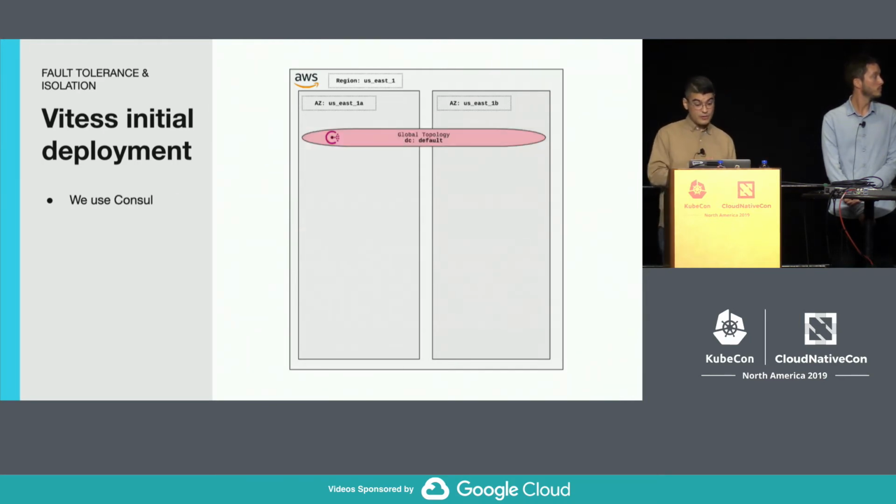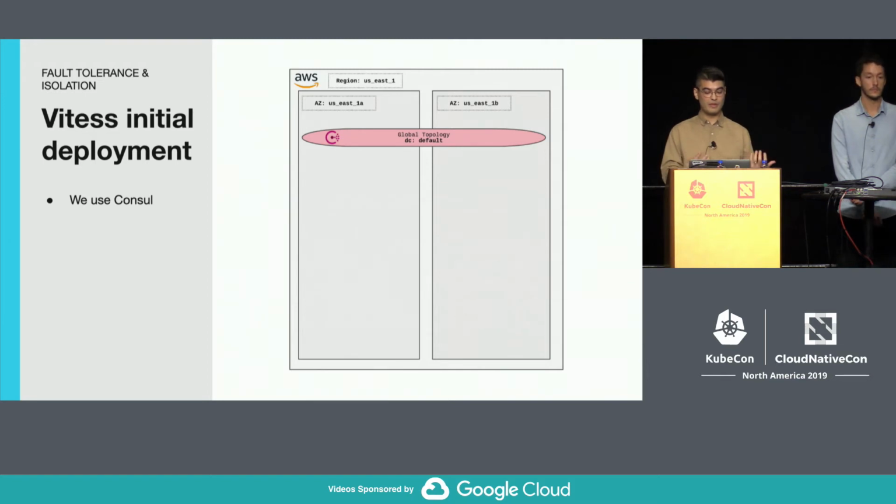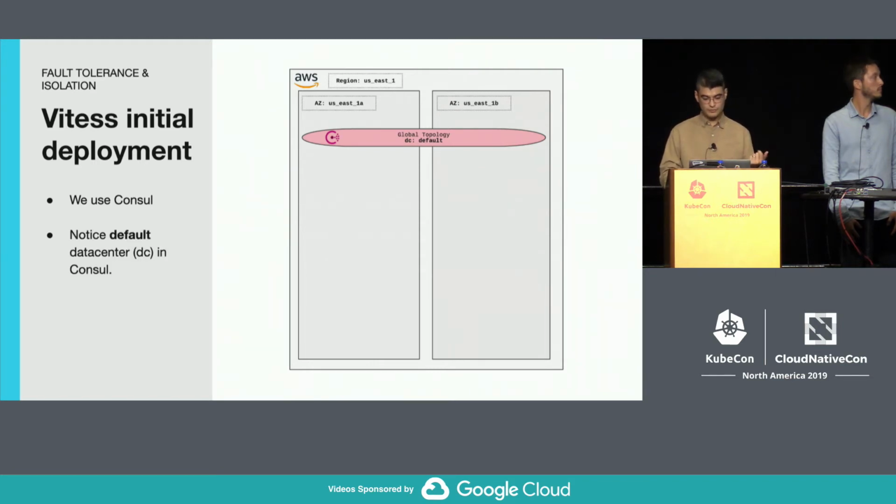So the first thing to notice is that we use Consul KV as the underlying backing lock server for Vitess. In Vitess, you could use etcd and Zookeeper for this, but at Slack, we use Consul. And we deployed the global topology across all AZs in the region. Next, it's important to notice that the data center that we are using for Consul is the default data center. This will be relevant later.